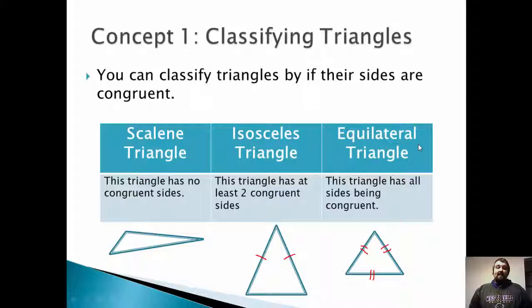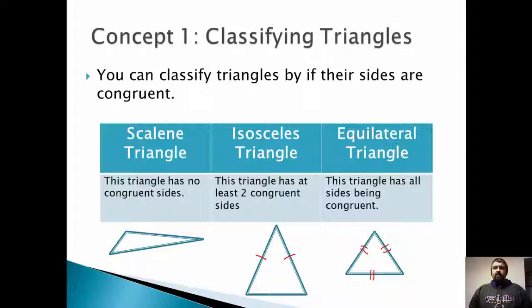Scalene have no congruent sides, so if I look at this triangle right here, it's scalene because all the sides are not congruent. This one here is isosceles, at least two sides are congruent. The last one is equilateral, all three sides are congruent. So when I classify a triangle, I'm just saying a more specific thing about the triangle.